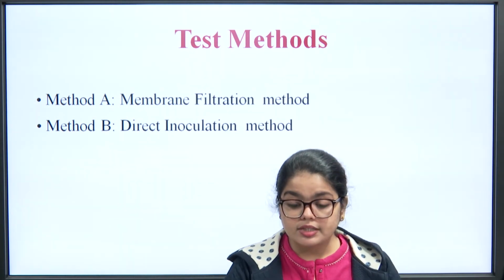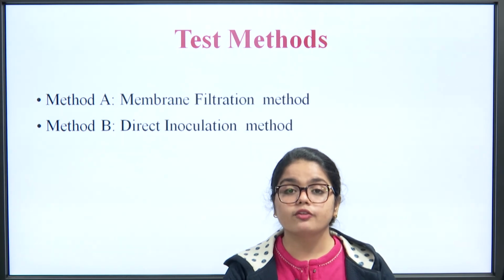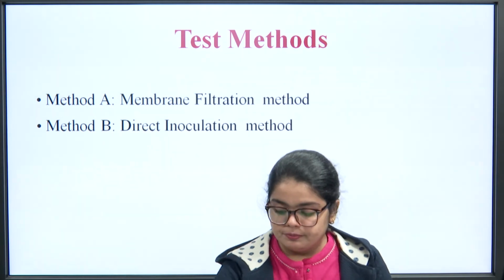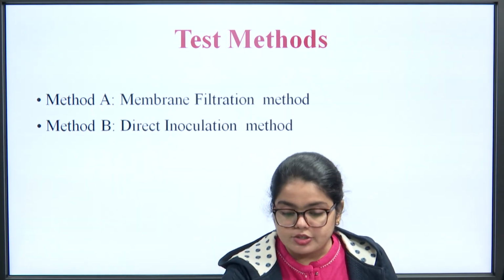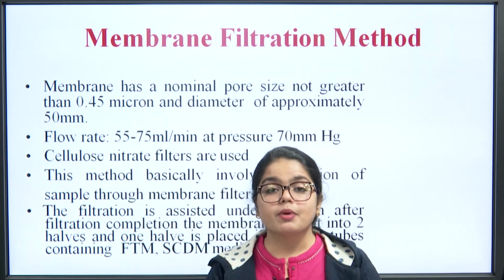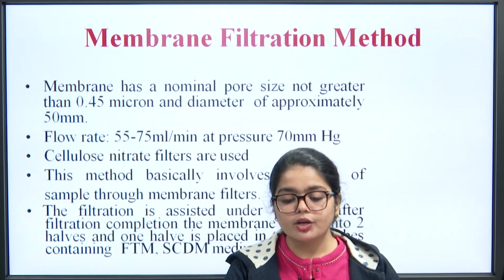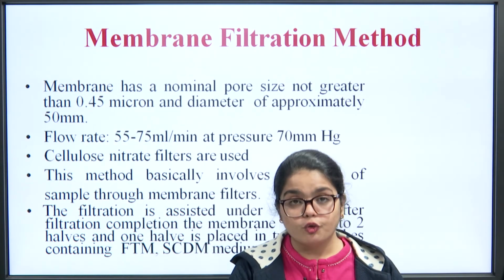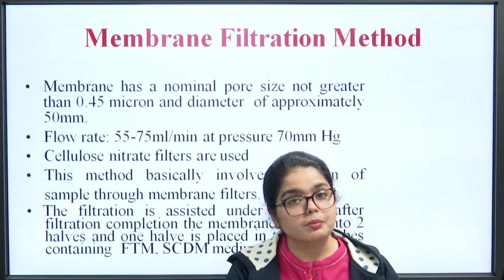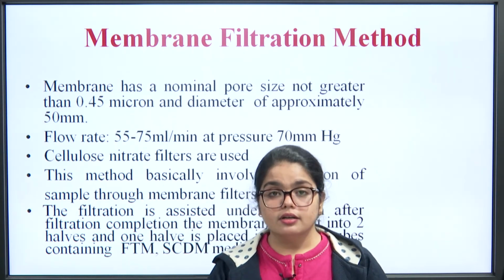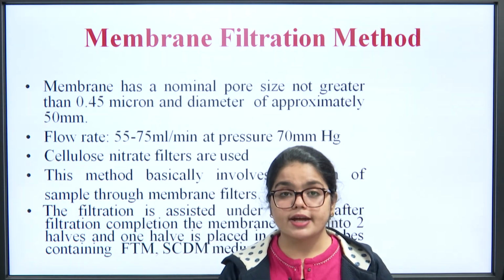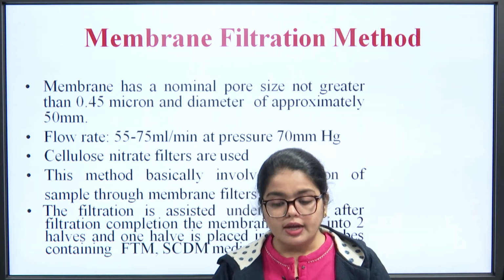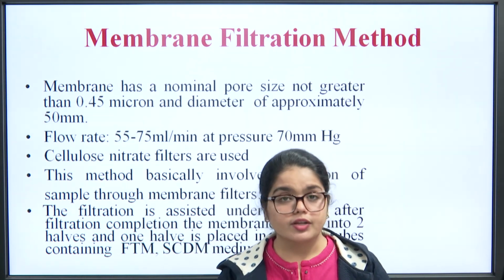First, this slide says about the test methods that are involved for the sterility test. First is method A, that is membrane filtration method, and another is direct inoculation method. So, we will come to the first one, that is membrane filtration method. Membrane filtration method uses a membrane with a nominal pore size not greater than 0.45 micron and a diameter of approximately 50 millimeter. Membrane filter is a sheet having a nominal pore size of 0.45 micron, and the diameter is approximately 50 millimeter.